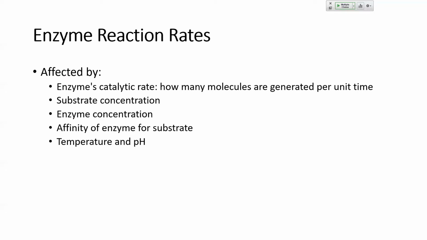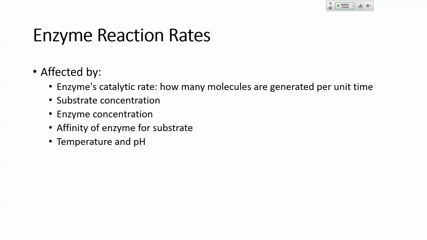And these first two factors make sense, right? If we have more substrate, we're going to have more of a reaction happening faster. If we have more enzyme, we're also going to have more of the reaction happening faster. We have more stuff around, so it's going to proceed much faster than if we have less substrate or less enzyme. The third factor here is the affinity of the enzyme for the substrate.